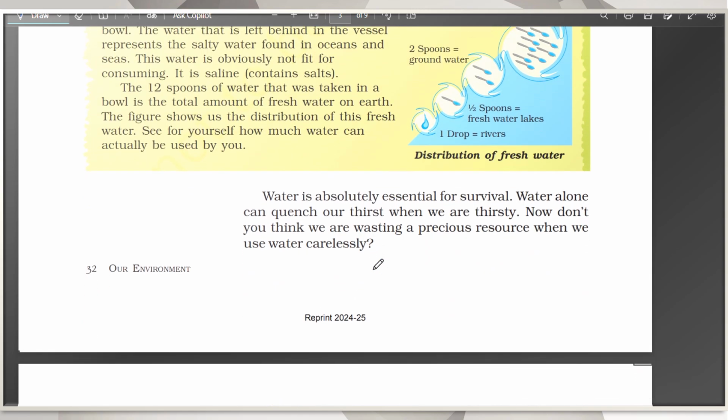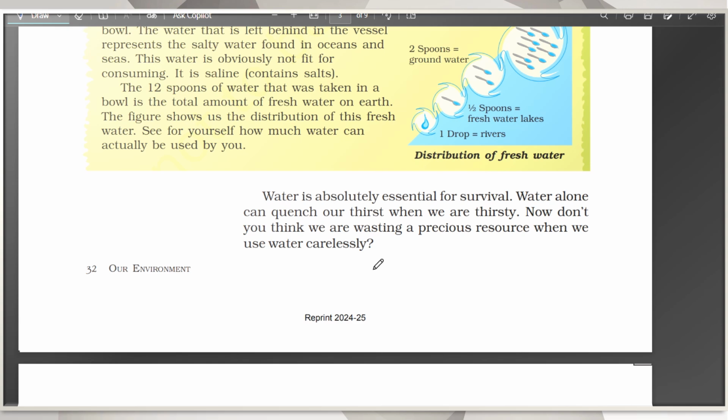Now let's move ahead. Water is absolutely essential for survival. Water alone can quench our thirst when we are thirsty. That thirst will not go away because of just any juices or other drinks, cold drinks. We need water only.